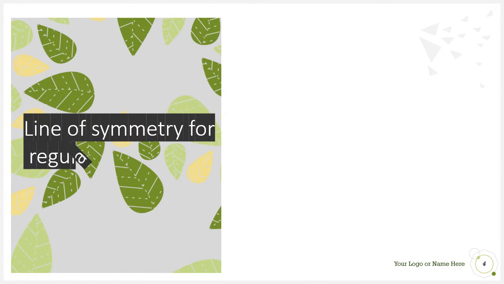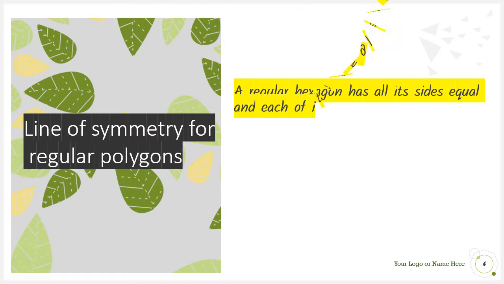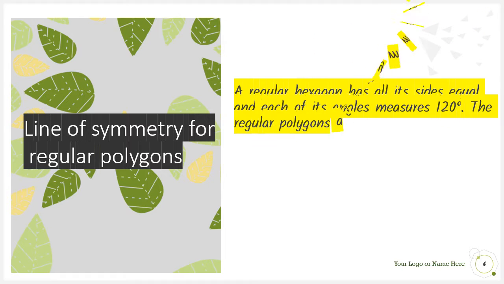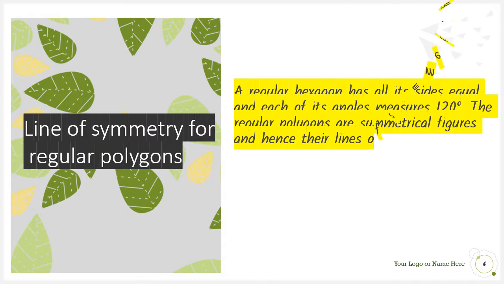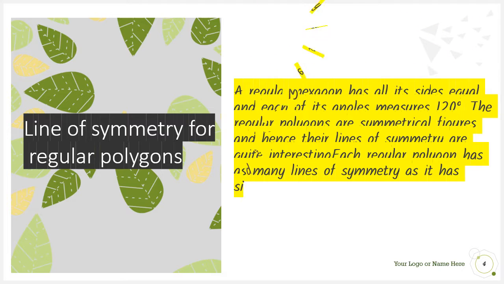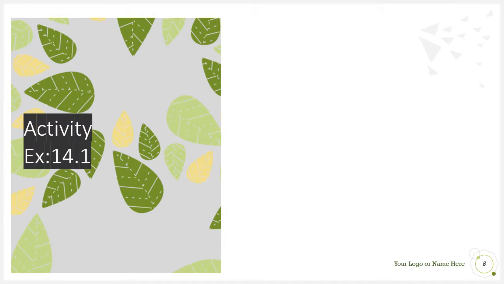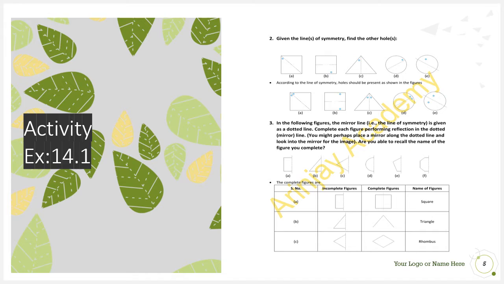Line of symmetry for regular polygons. A regular hexagon has all its sides equal and each of its angles measures 120 degrees. The regular polygons are symmetrical figures and hence their lines of symmetry are quite interesting. Each regular polygon has as many lines of symmetry as it has sides. We say they have multiple lines of symmetry. Activity, exercise 14.1. This is exercise 14.1 and you can do this as an activity with a punching machine and a paper.